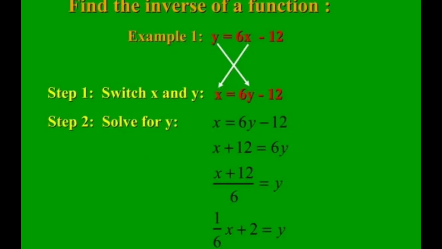Find the inverse of a function. Example number 1: y equals 6x minus 12. Step 1: switch x and y. x equals 6y minus 12. Second step is solve for y. x equals 6y minus 12. x plus 12 equals 6y. (x plus 12) over 6 equals y. 1 over 6 x plus 2 equals y.